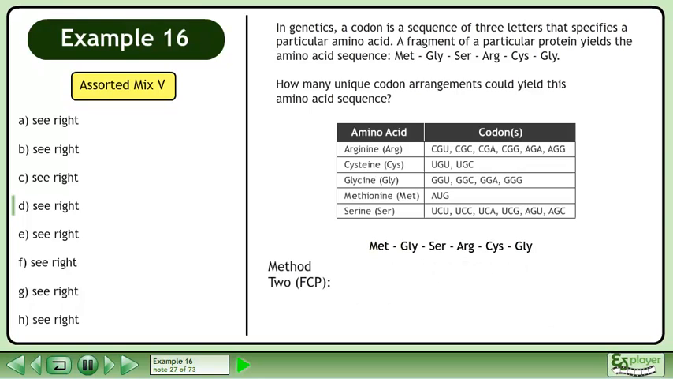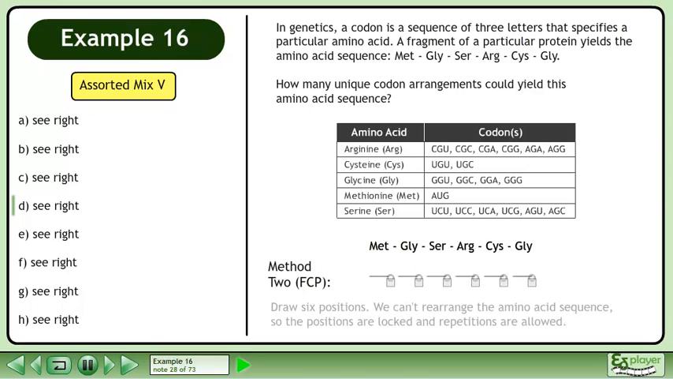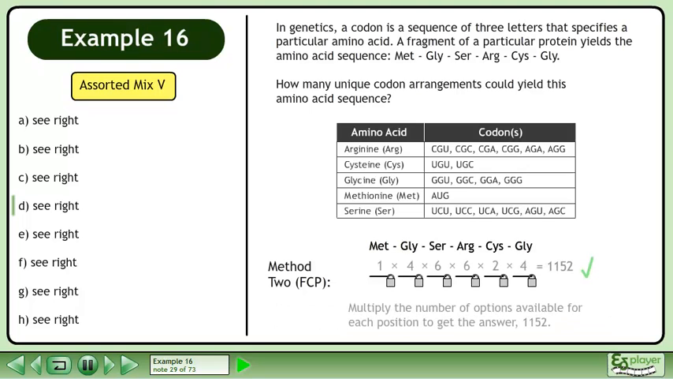In method 2, we can use the fundamental counting principle. Draw 6 positions. We can't rearrange the amino acid sequence, so the positions are locked and repetitions are allowed. Multiply the number of options available for each position to get the answer, 1,152.